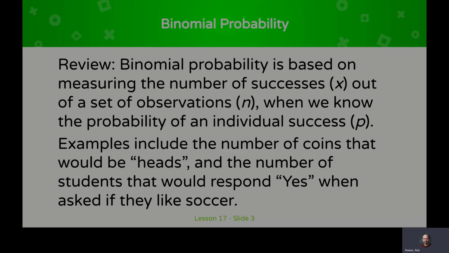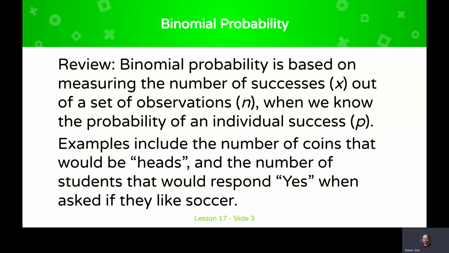Review. Binomial probability is based on measuring the number of successes, using the symbol X, out of a set of observations, using the letter N, when we know the probability of an individual success, usually the letter P. Examples include the number of coins that would be heads and the number of students that would respond yes when asked if they like soccer.